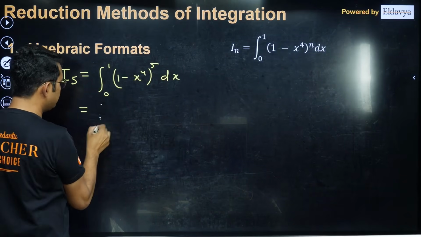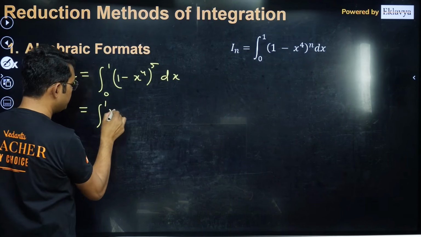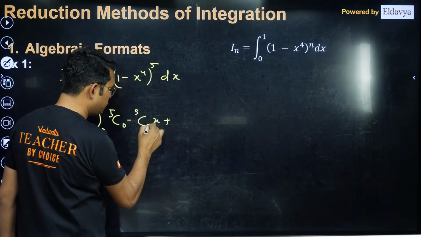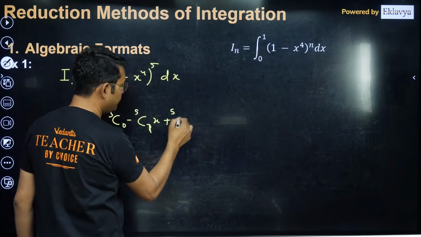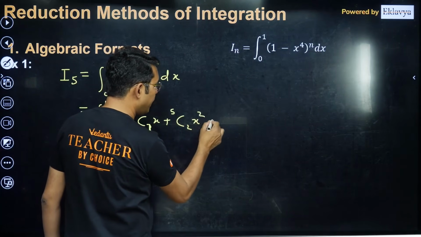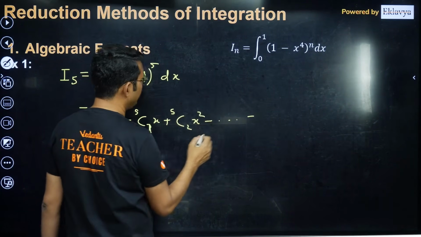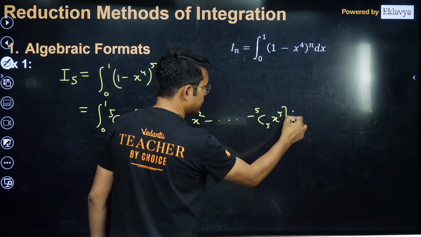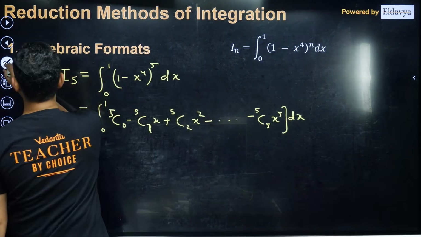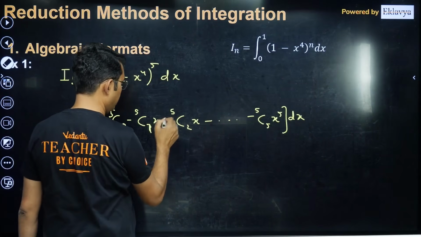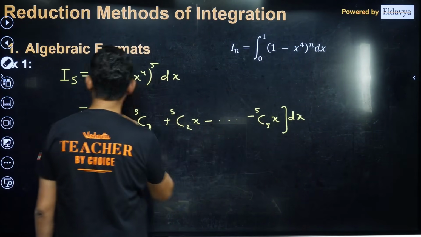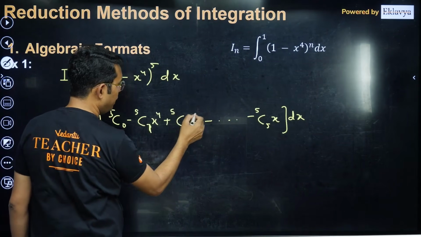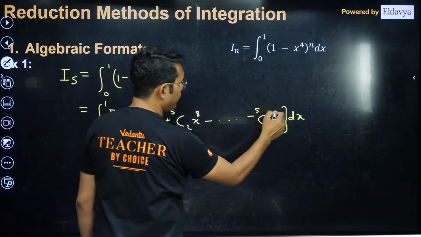Then I can write it as 0 to 1, 5C0 minus 5C1 x⁴ plus 5C2 x⁸, and so on. In the last, it will be minus 5C5 x²⁰ dx. Okay, I have done something wrong here. So the powers will not be x, it will be x⁴ here, it will be 8 here, and it will be 20 here.